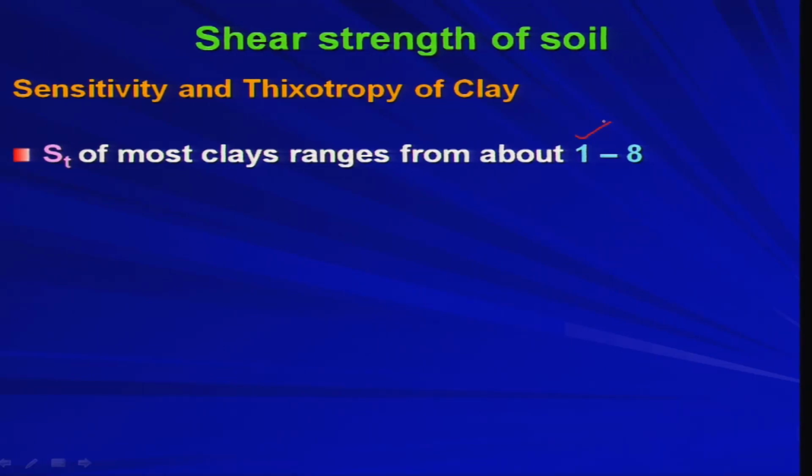Now, if the ST value is increasing, that means the soil is becoming more and more sensitive. If the degree of sensitivity of a particular soil is, say, 7, and another soil has a degree of sensitivity of, say, 2, then the soil with an ST value of 7 will be more sensitive. Whenever you are collecting the sample and doing some test on the remolded sample, you should be very careful.